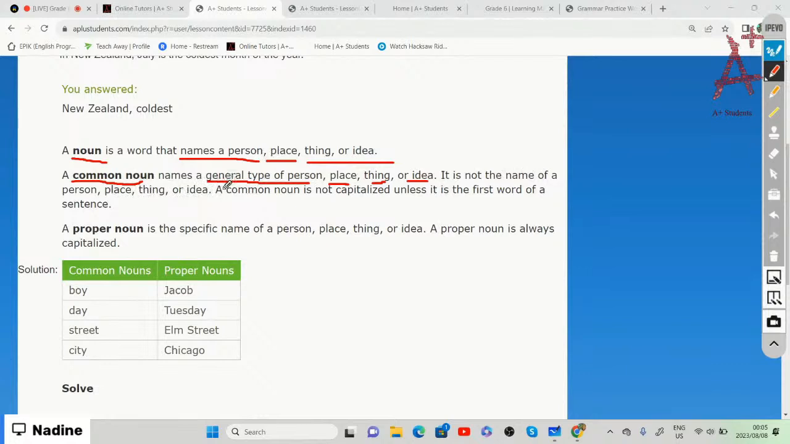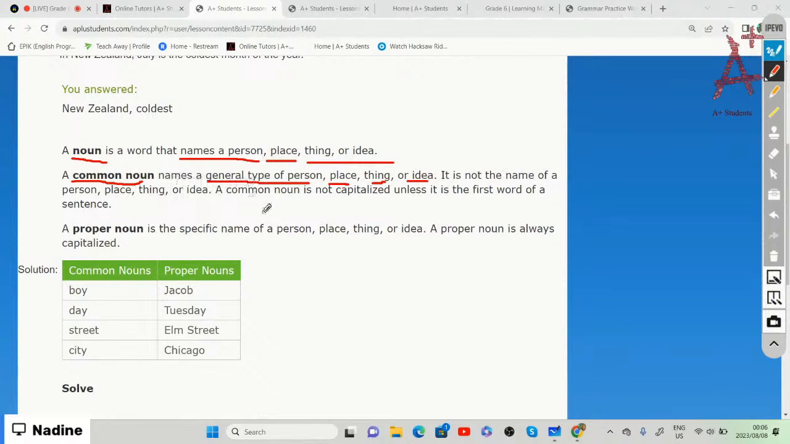So once again, a common noun names general types of people, places, things, or ideas. Like I said, it is not a specific name. For example, for a person, it's not Anna specifically, it is not Jack, it is not Jim. It is not Paris, but they're just talking about the place, or the town or something. So it is not a specific thing that we are talking about.